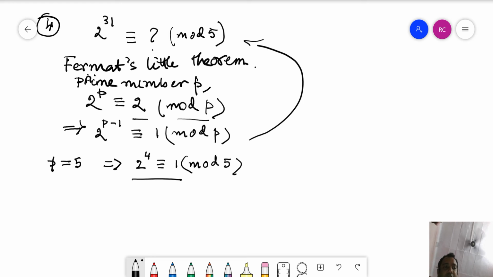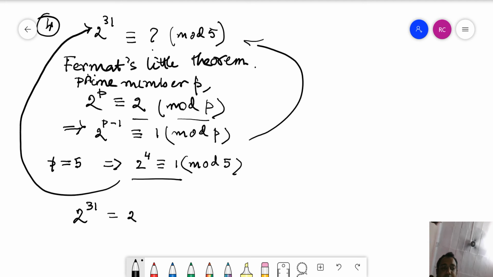We have to use this result to find this. So how do you do that? We take 2 to the power 31 and we break it into factors such that we try to find out which of the factors are fourth power of 2. How many fourth powers of 2 are there in 2 to the power 31?